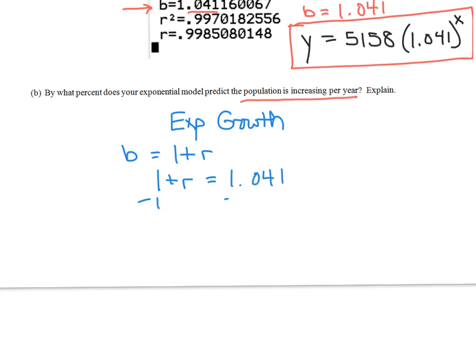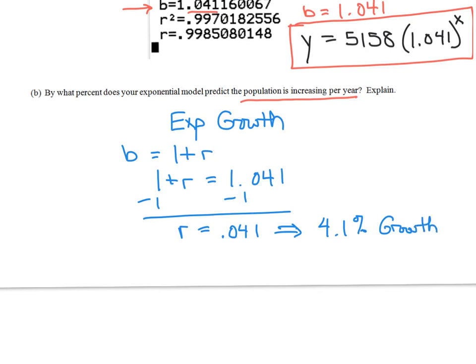If I subtract 1 from both sides of the equation, I get that r is equal to 0.041. I, of course, convert that over to a percent, so I'm going to move the decimal point over 2 places to the right and get 4.1% growth each year. And again, it was important to note back when I found my equation that because this b value is bigger than 1, that told me I was going to have exponential growth.